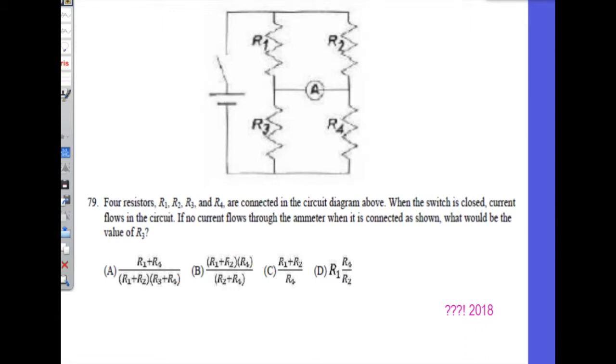Four resistors are connected in the diagram above. When the switch is closed, current flows in the circuit. If no current flows through the ammeter when it's connected as shown, what would be the value of R3?